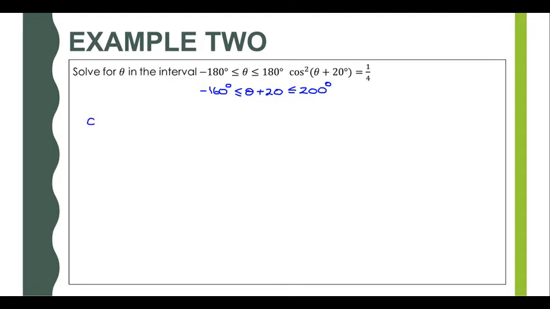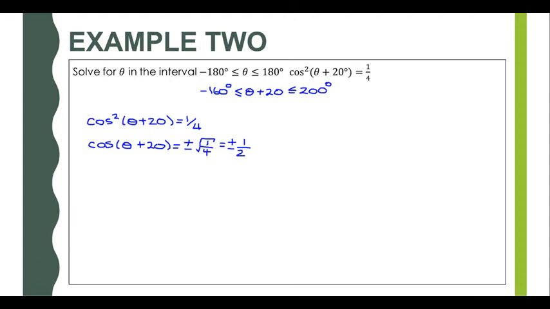So cos squared (theta plus 20) is equal to a quarter. If I square root both sides, I get cos (theta plus 20) is equal to plus or minus the square root of a quarter, which is equal to plus or minus a half. So I've got two solutions and I need to solve for them both.